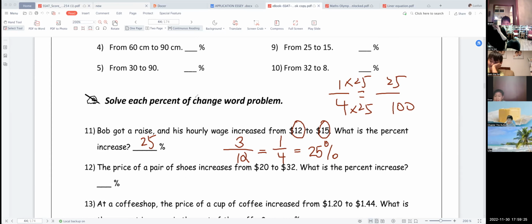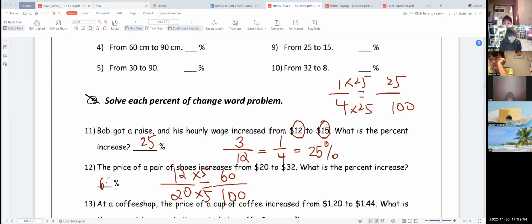好烦呀。讨厌。So the price of a pair of shoes increased from 20 to 32. 从20块钱变成32块钱了。So how much has been increased, Evan? 12. Very good. So 12. So what is the original number? 20. So 12 divided by 20 equals what? Equals times 5 times 5 equals 60 over 100. So 60%.